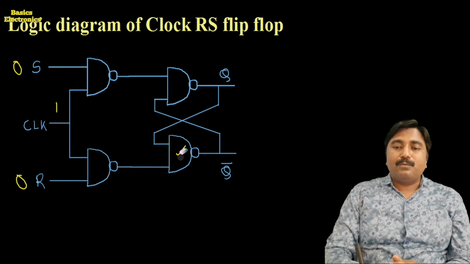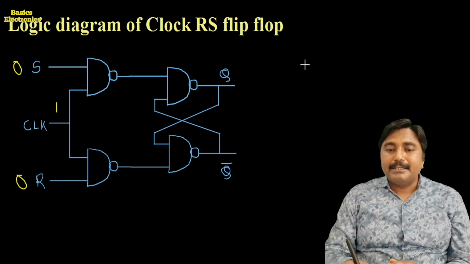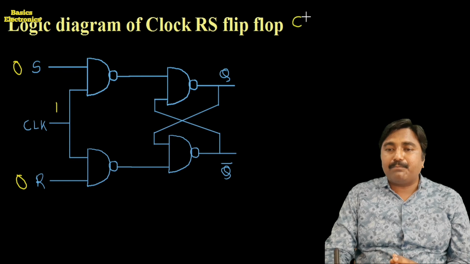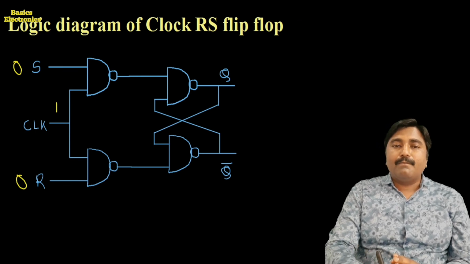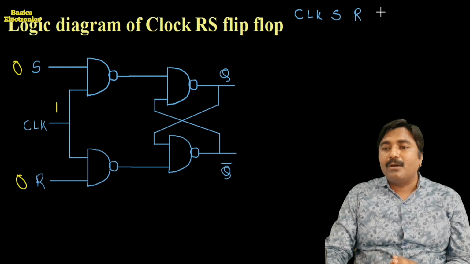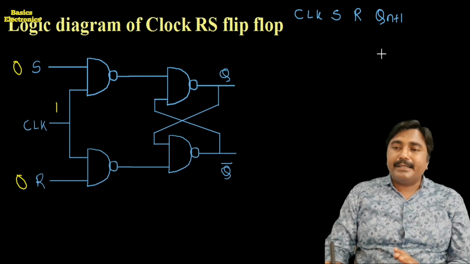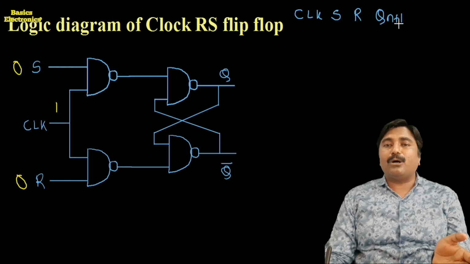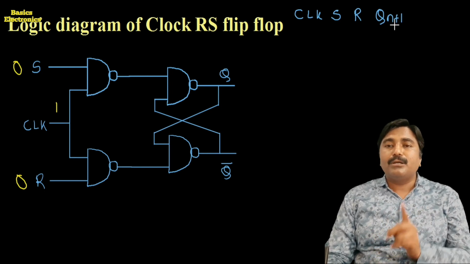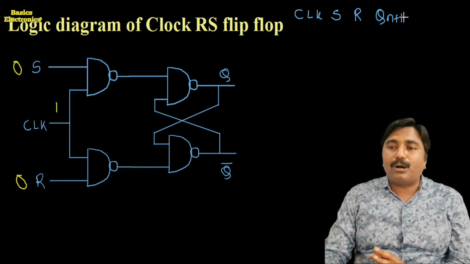Okay, so once again we write down the truth table and put all the inputs and their output conditions. Here the first input is the clock input. Second one is the S input. Third one is the R input, and the output is Qn plus 1. Just before we had seen the concept of Qn and Qn plus 1. Qn is the previous state of the flip-flop just before the clock goes high, and Qn plus 1 is the state of the flip-flop just after the clock goes high.